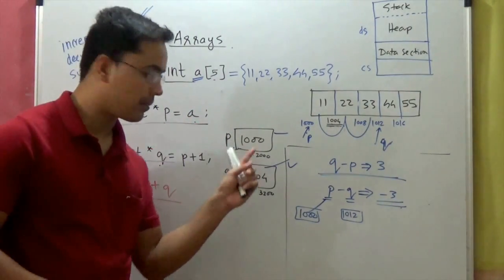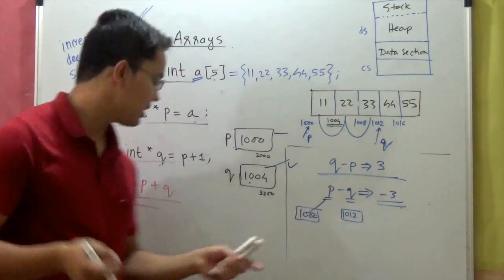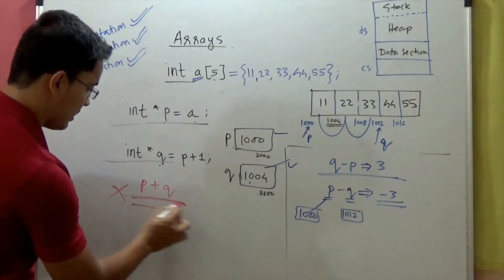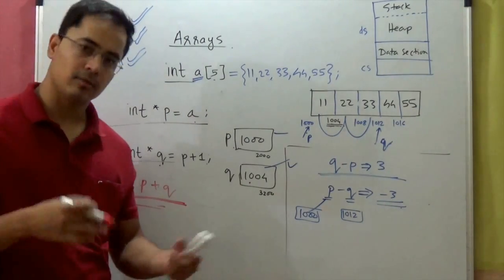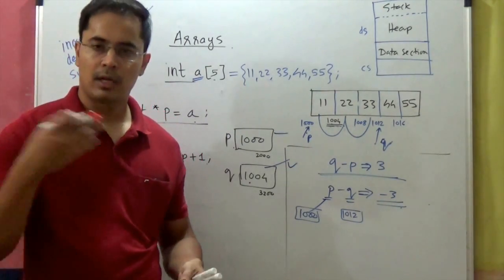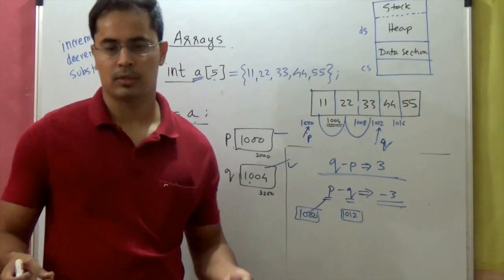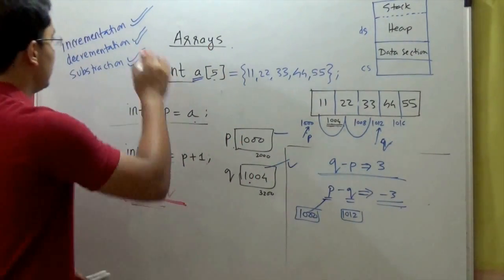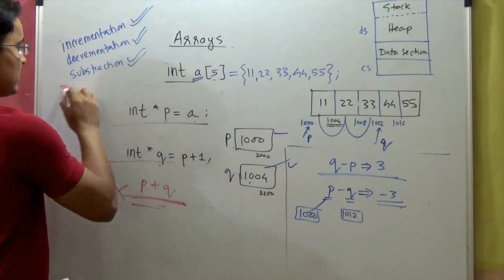We did not actually subtract the actual addresses. Similarly, you cannot add addresses. Addition of 2 pointers is not possible. On those same rules, multiplication and division are also not possible for 2 pointers. So the only arithmetic operations possible are incrementation, decrementation, and subtraction.